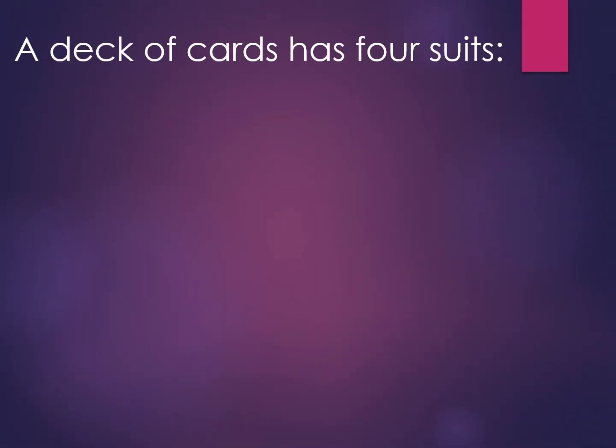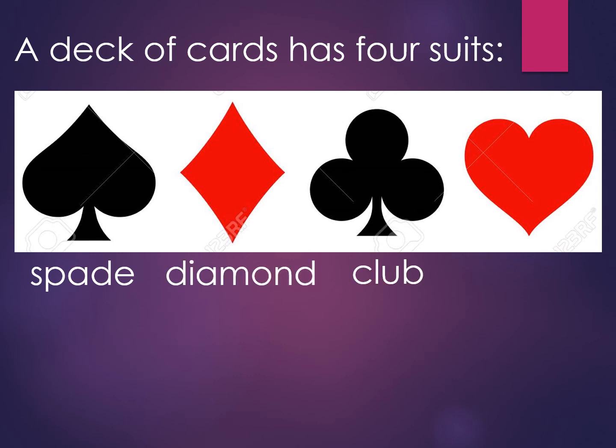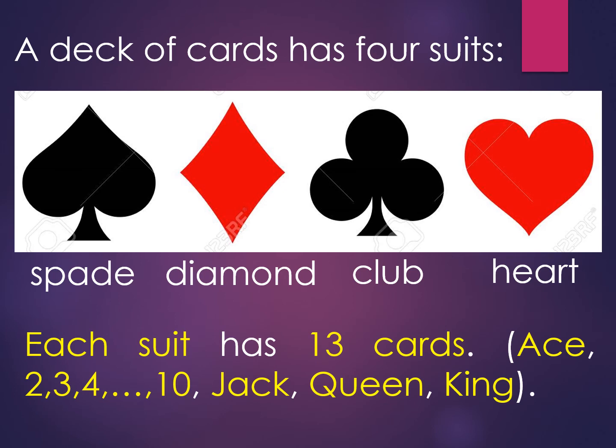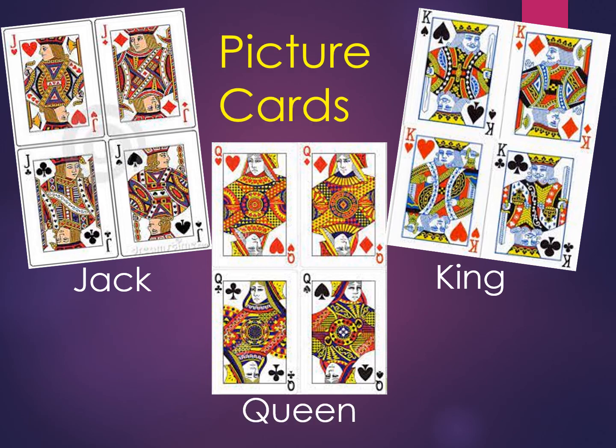First, let us study the deck of cards. A deck of cards has 4 suits. This one is the spade, diamond, club, and heart. Each suit has 13 cards. It is composed of ace, then 2, 3, 4, 5, 6, 7, 8, 9, 10. And then we have jack, queen, king. And jack, king, and queen are called picture cards.